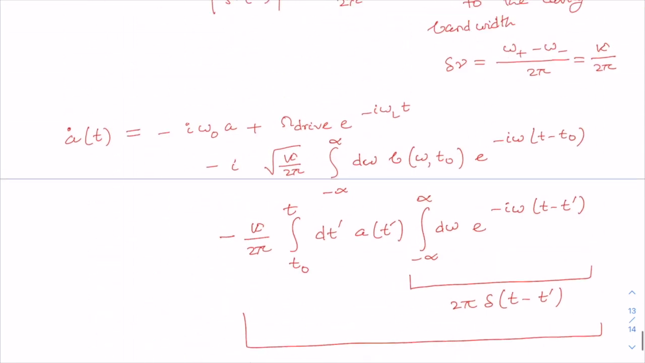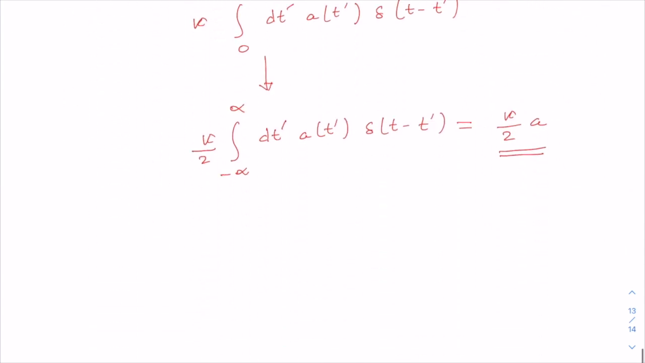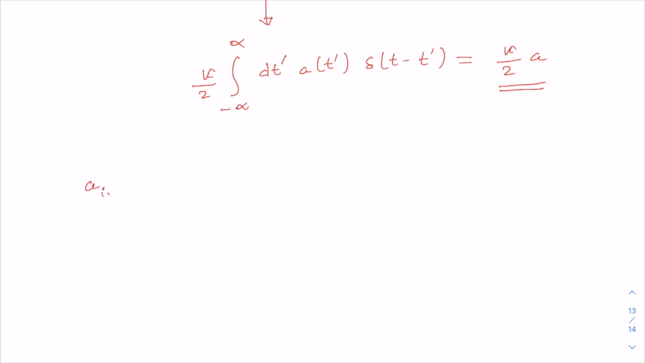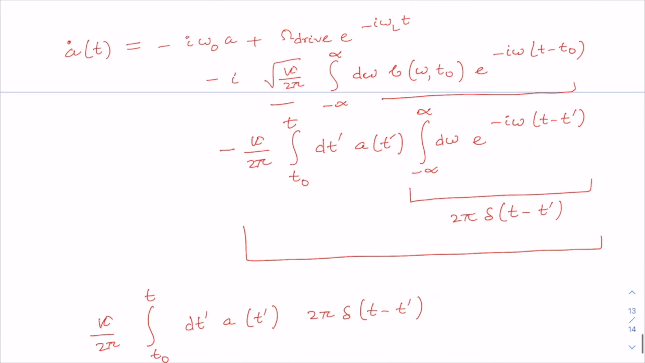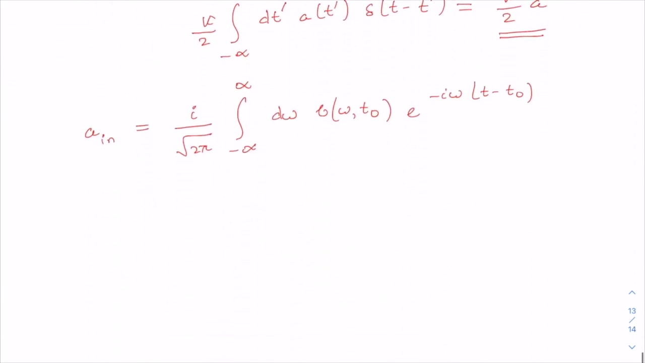On the other hand, in the third term, if we define a parameter A in equal to i divided by square root of 2 pi integration minus infinity to plus infinity d omega B of omega t0 e to the power minus i omega (t minus t0), then we can rewrite the time evolution equation for the optical mode in a very simplified form: A dot t is equal to minus i omega 0 A plus omega drive e to the power minus i omega L t.